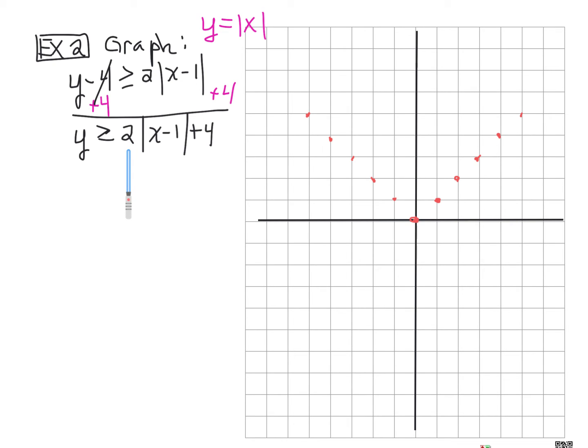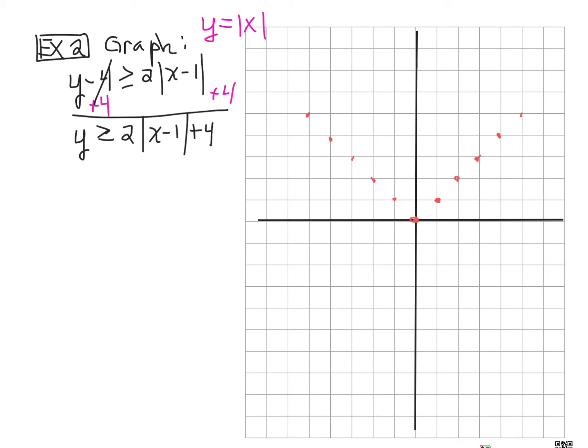This causes a vertical stretch of 2, and then this is inside the function, so it's affecting x, and x goes in a right-left direction. So it's either right or left, and it's the opposite of what you think it should be. Since it's a minus 1, we should be thinking in a positive 1 direction, so we're going to go to the right one. This is outside the function, so it's affecting y, and y goes up or down, and we want to go in the same direction as we think it would be. So since it's a plus 4, we're going to go up 4.